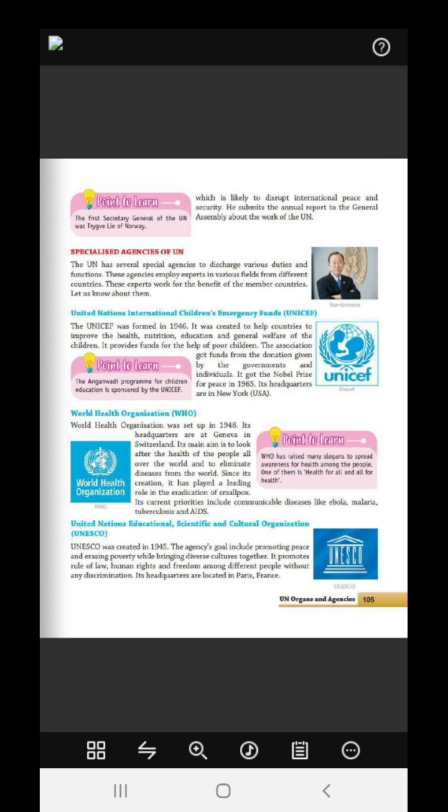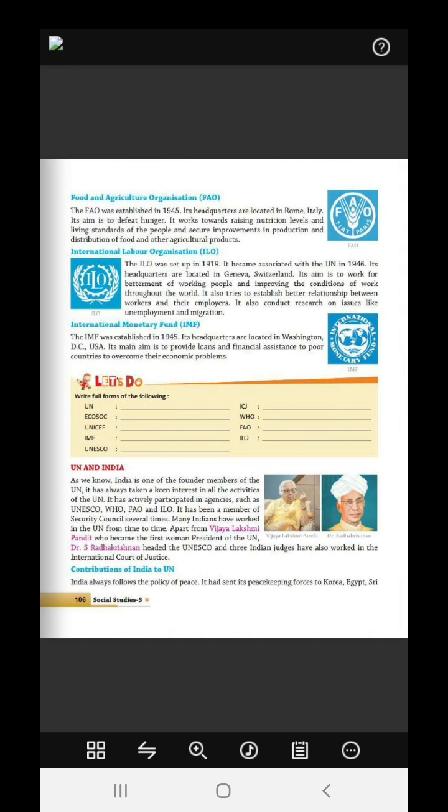United Nations Educational, Scientific, and Cultural Organization. UNESCO was created in 1945. The agency's goals include promoting peace and erasing poverty while bringing diverse cultures together. It promotes the rule of law, human rights, and freedom for all people without any discrimination. Its headquarters are in Paris, France.